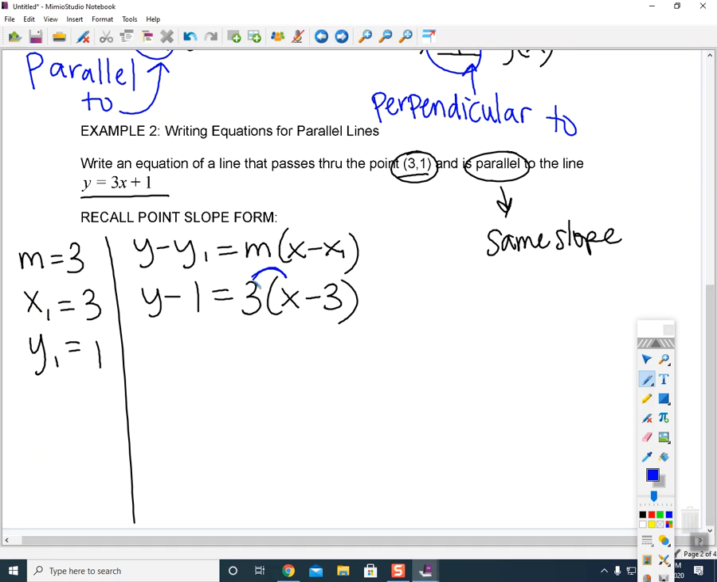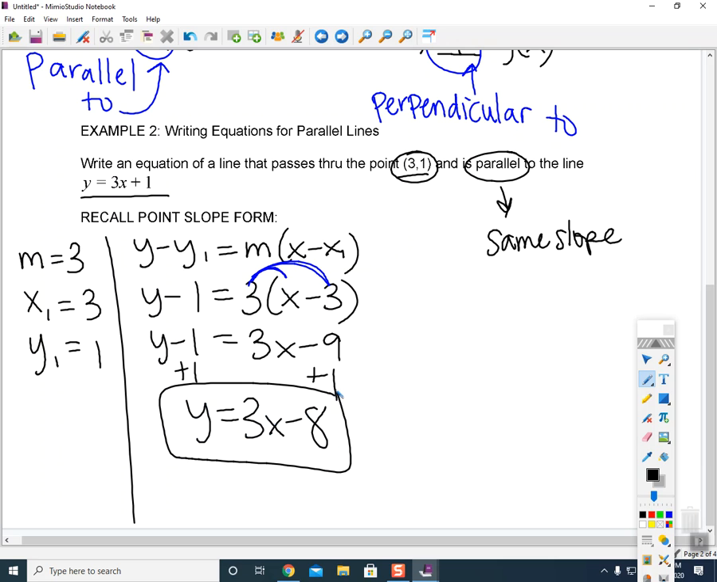Take my 3, distribute it to both places. I get y minus 1 equals 3x minus 9. Add 1 to both sides. I'm left with y equals 3x minus 8. y equals 3x minus 8 is a parallel line to y equals 3x plus 1. Okay, let's go on to the next page.